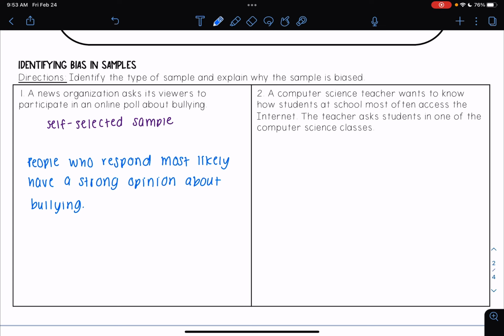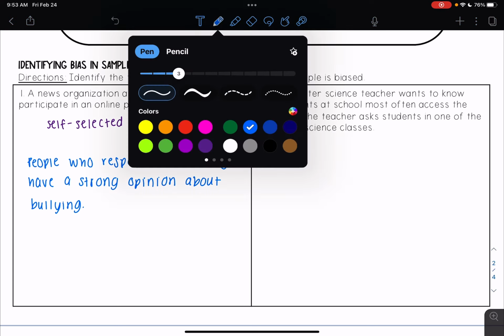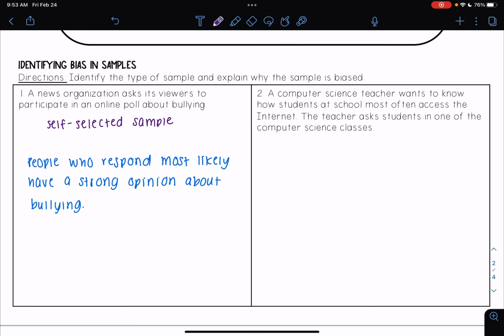Okay, number two says a computer science teacher wants to know how students at school most often access the internet. The teacher asks students in one of the computer science classes. Because the teacher selects students who are readily available, this sample is a convenient sample. Probably asking his or her own class, so it's convenient.